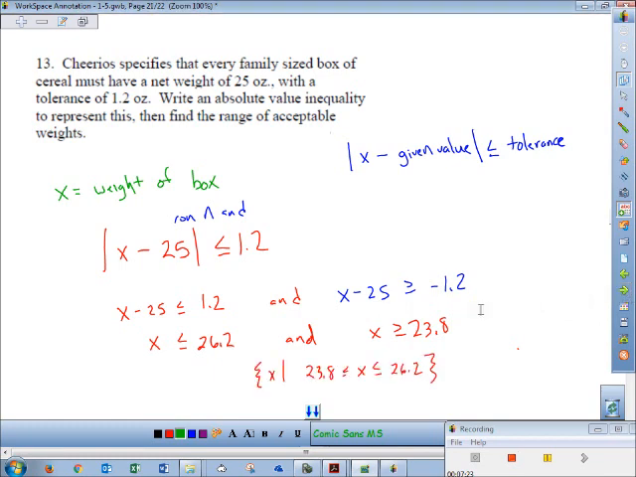Write it in set notation for an answer. Set of all X such that X is greater than or equal to 23.8 and less than or equal to 26.2. And then, of course, answer the question in a complete sentence, talking about the box must weigh from, because we have equal to bars, 23.8 ounces to 26.2 ounces.